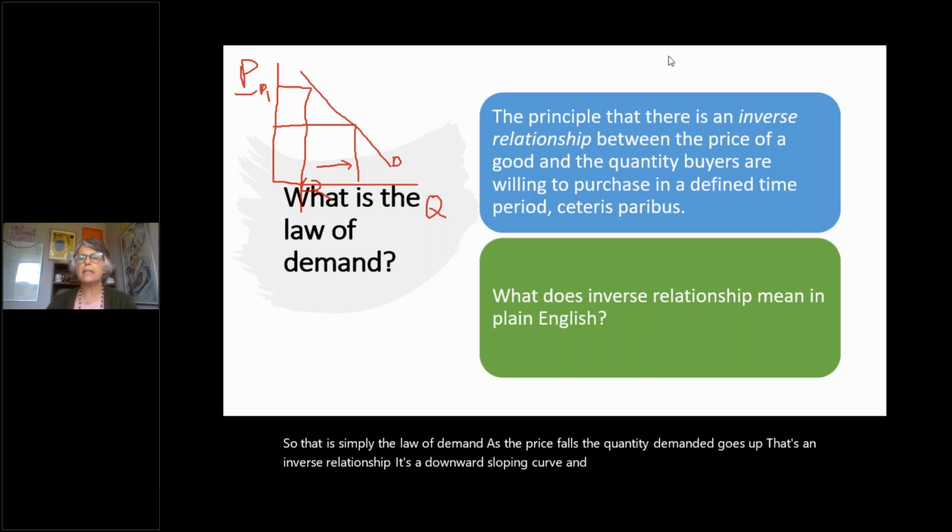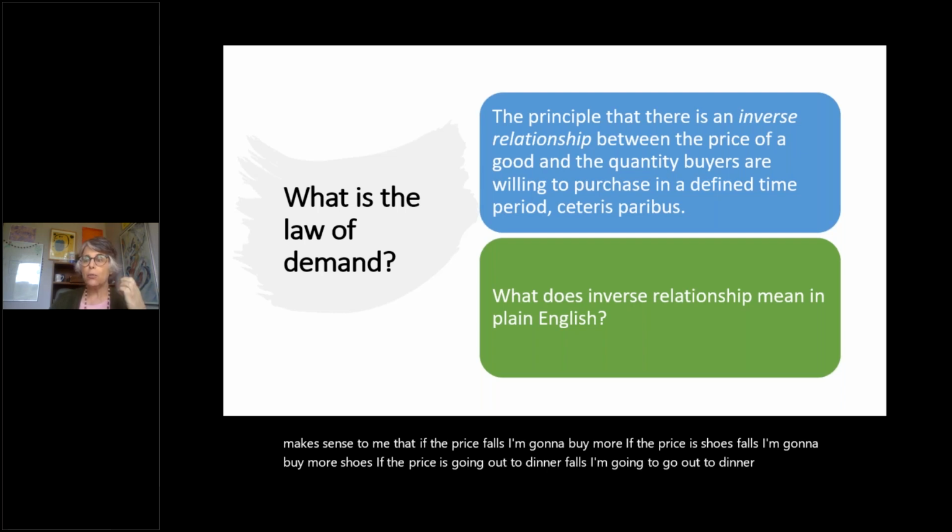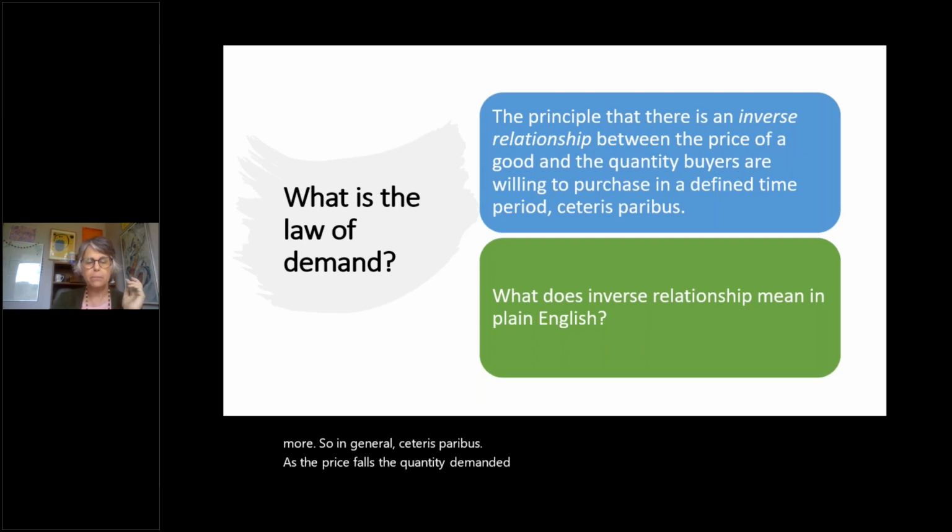And I hope that makes sense to you, that it makes sense to me that if the price falls, I'm going to buy more. If the price of shoes falls, I'm going to buy more shoes. If the price of going out to dinner falls, I'm going to go out to dinner more. So in general, ceteris paribus, as the price falls, the quantity demanded increases.